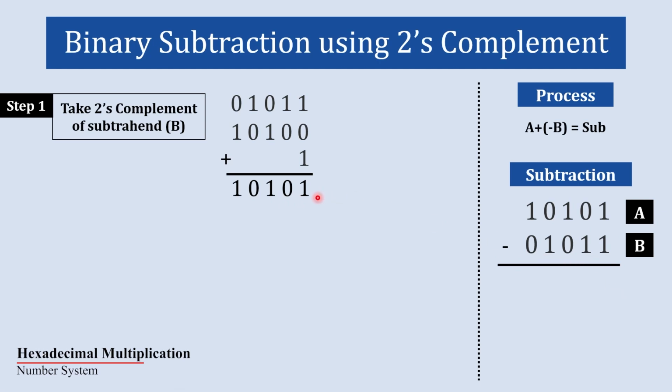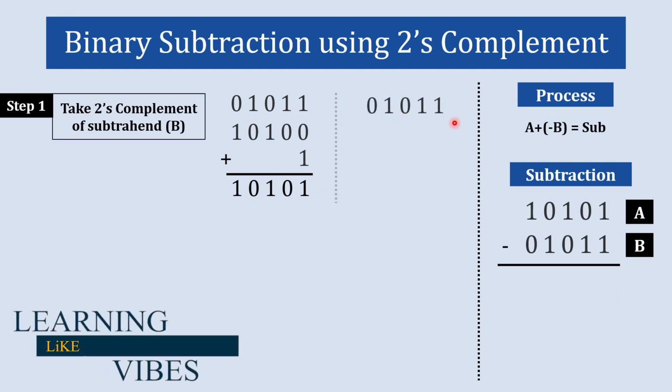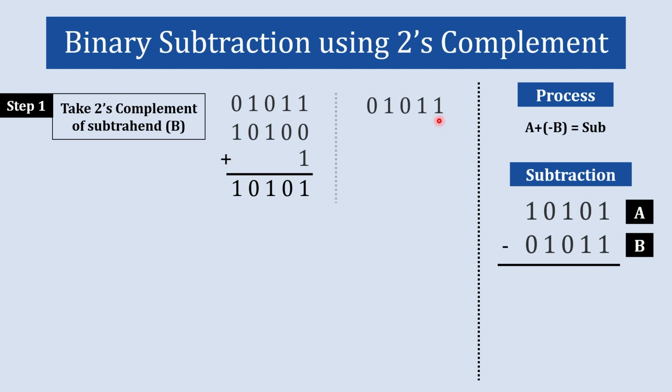Now let's do it in just one step. First of all, let's write our subtrahend. So here it is. To get 2's complement, move from LSB to MSB and stop when you encounter the first one. The first one is over here on the LSB only. So we'll write this one as it is, and then for the remaining numbers, just invert all of them. Write 1's where there are zeros and zeros where there are 1's. So 1 0 1 0. This is how we can directly get 2's complement. So we got the 2's complement. Our step number 1 is over.